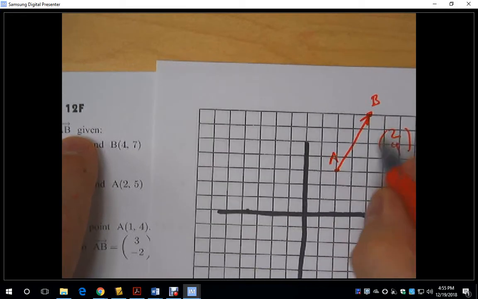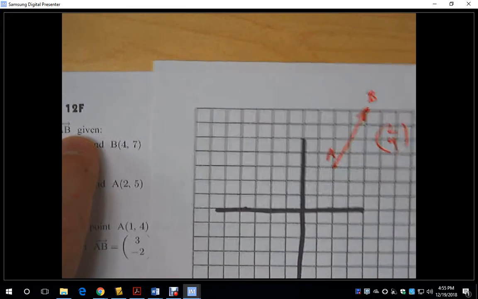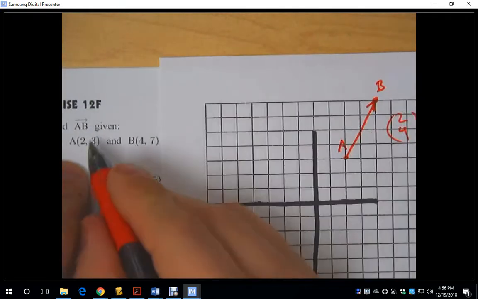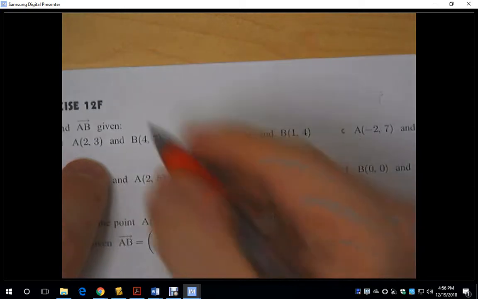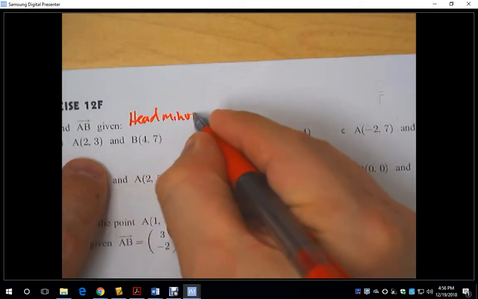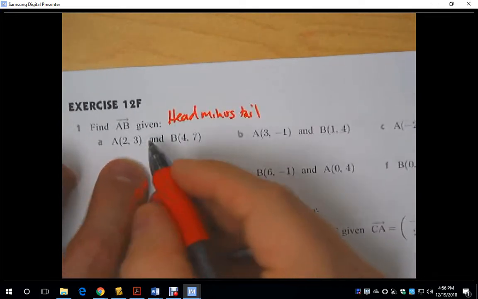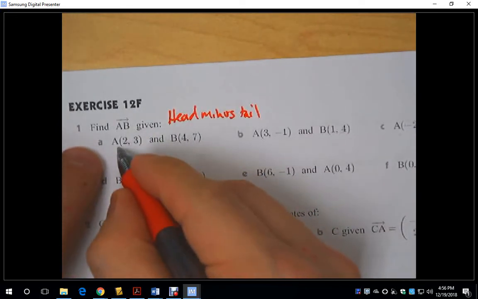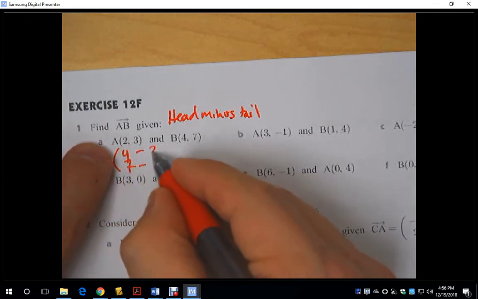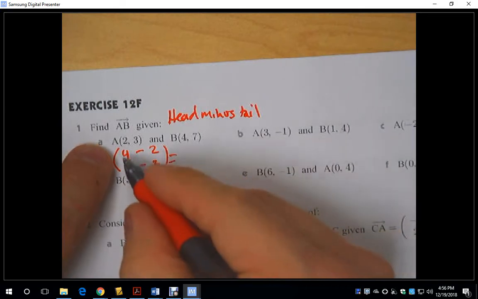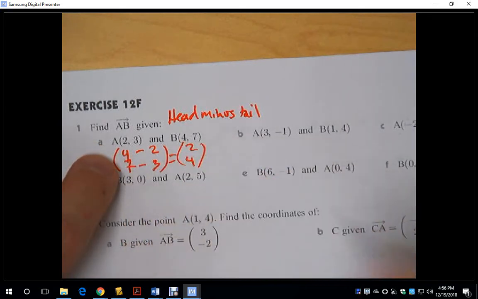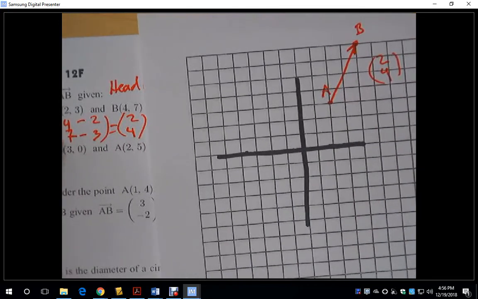Now there's another way we can do this. This is geometric. We can show how to do this algebraically when we're given 2 points by subtracting the tail from the head. So head minus tail. We take the head, which is B, (4, 7), and subtract A, which is (2, 3), to get our new vector of 4 minus 2, that's 2, and 7 minus 3, that's 4. We're getting the same vector that we had before.